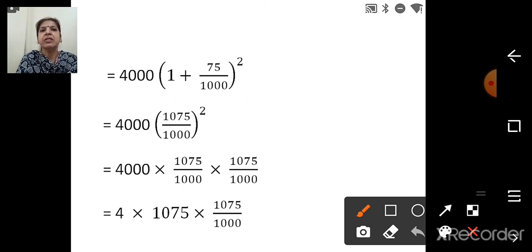What will we do now? Solve the bracket part: 1000 into 1. We are solving this part. 1 does not have a denominator, that we have all learned. So what will we do? 1000 into 1, 1000 plus 75.